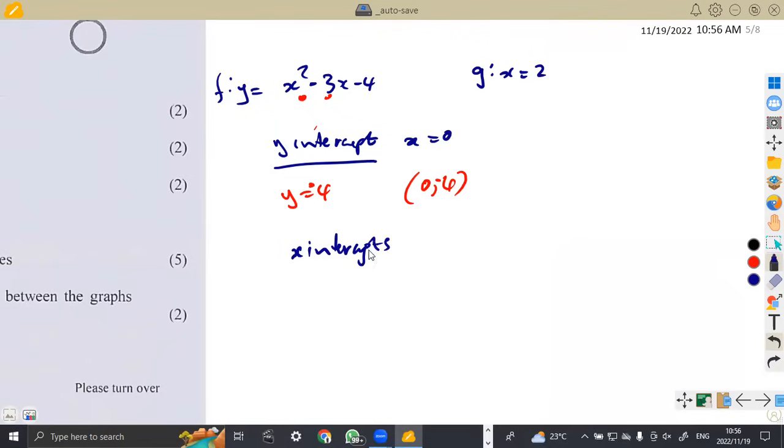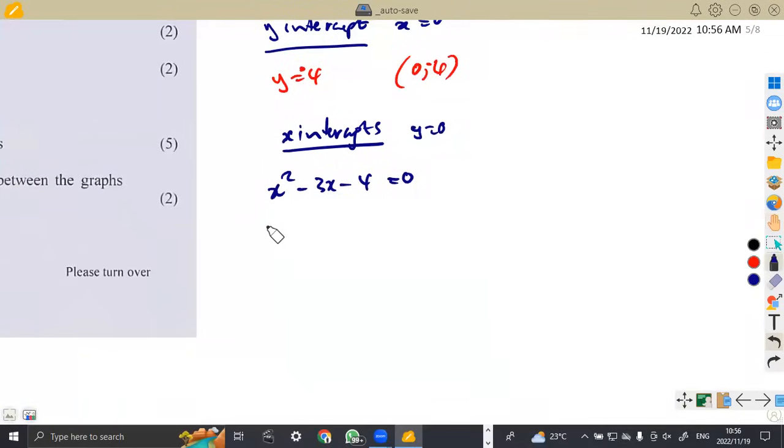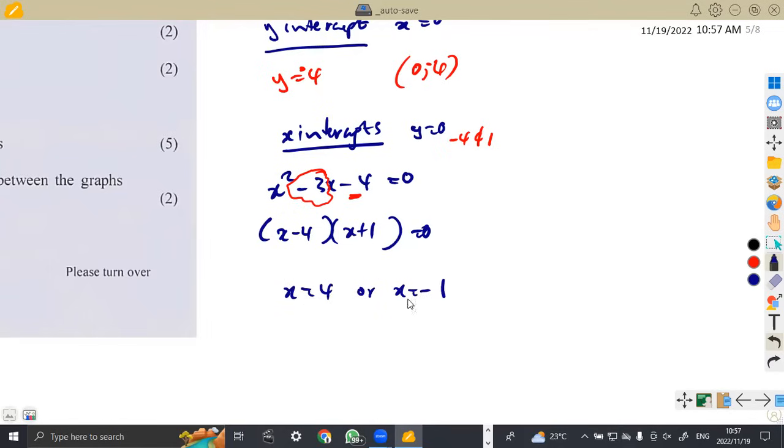For the x-intercepts, we know that y is supposed to be equal to 0. So if y is equal to 0, we're going to have x squared minus 3x minus 4 equal to 0. And we are supposed to solve this by factorization. We've got two brackets, factors of minus 4 which, if we add them, give minus 3. That's minus 4 and 1. So we have (x minus 4)(x plus 1) equals 0. So x is equal to 4, or x is equal to minus 1. These are the x-intercepts and the y-intercept.